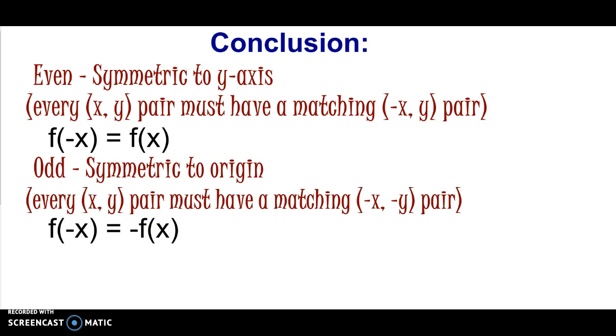So let's wrap up our thoughts. Conclusion. Even means symmetric to the y-axis. Every x, y pair must have a matching negative x, y pair. That's kind of what I was just talking about. Hopefully it makes more sense in this sentence. Odd, symmetric to the origin. And then, like I was explaining just before, that means every x, y pair must have a matching negative x, negative y pair. All right, good job.